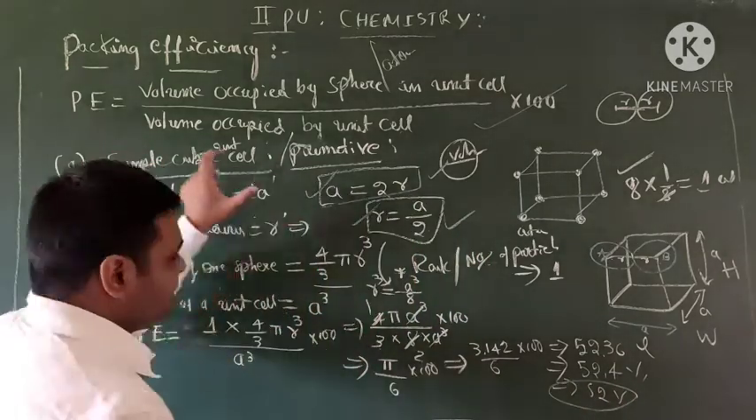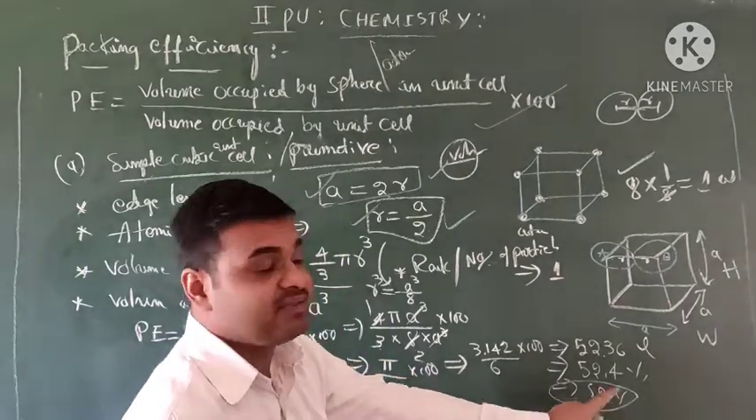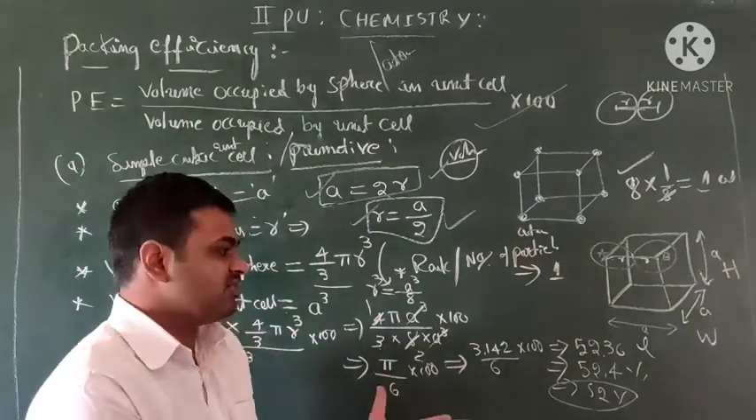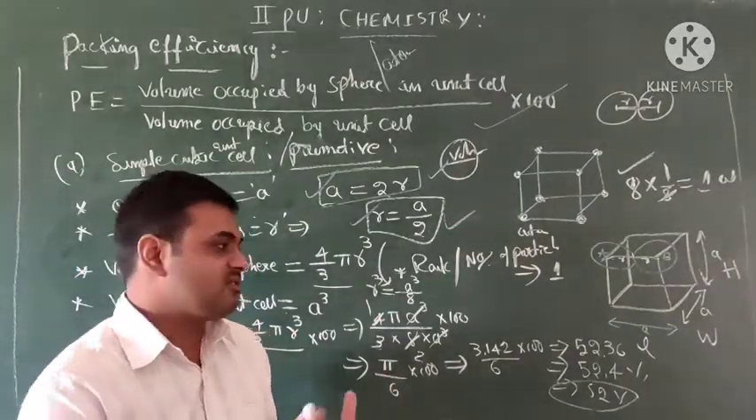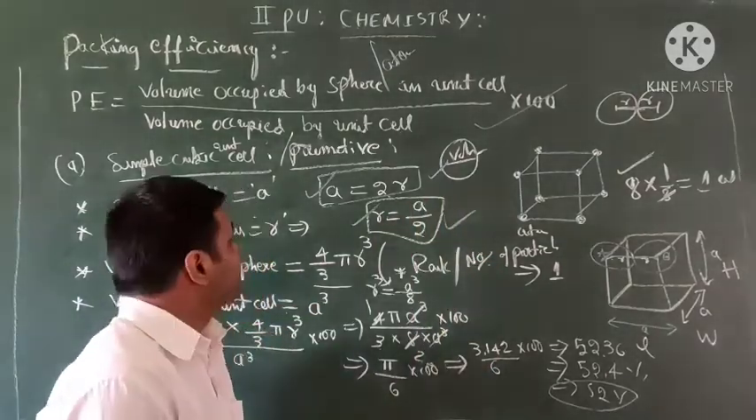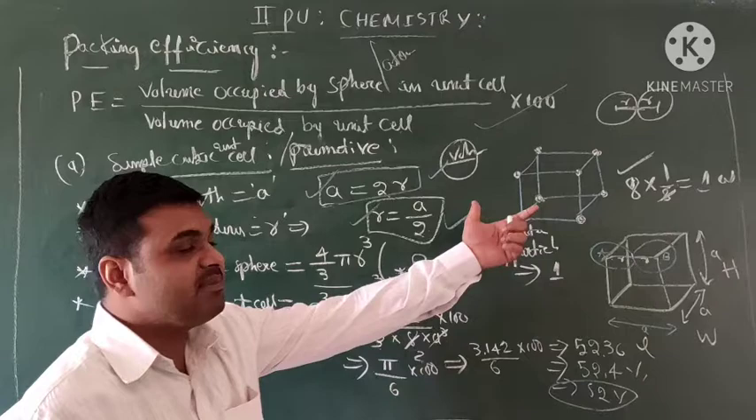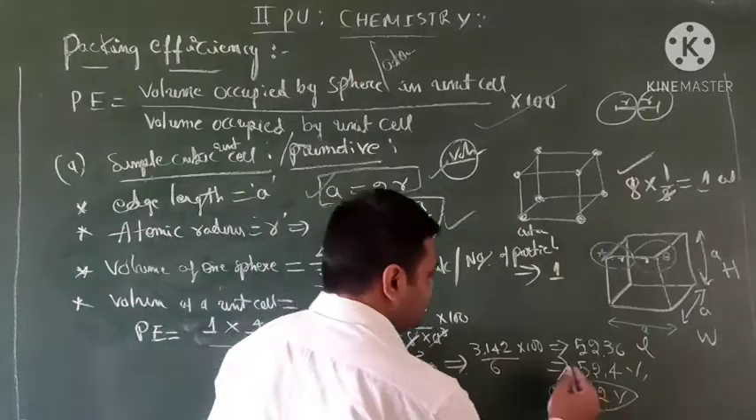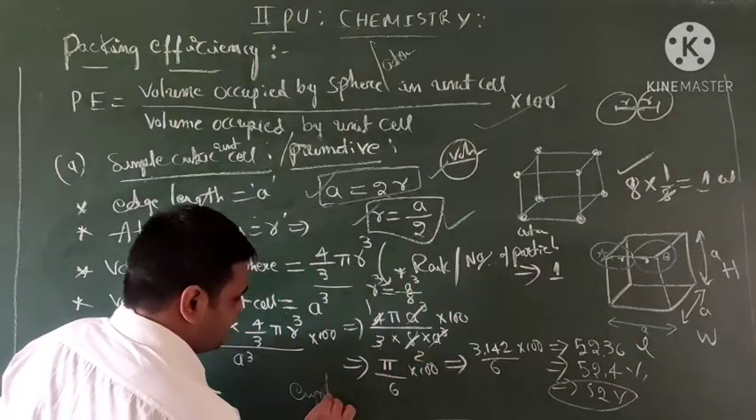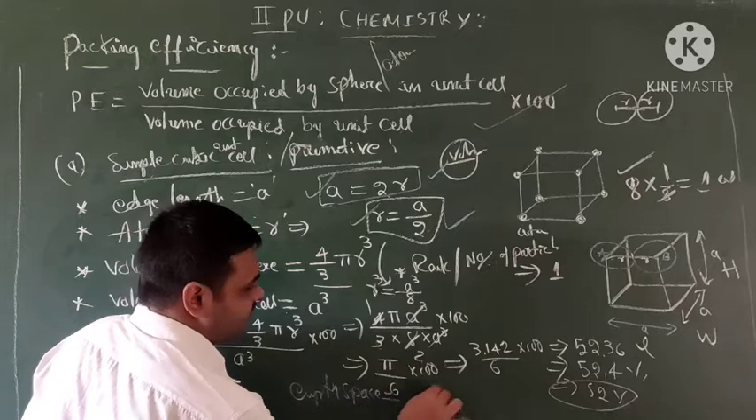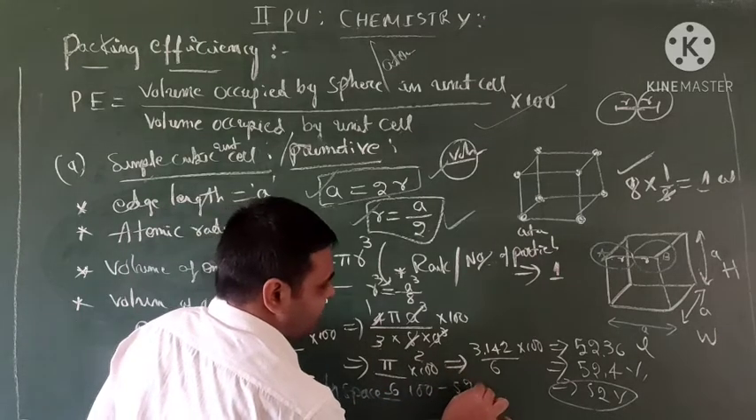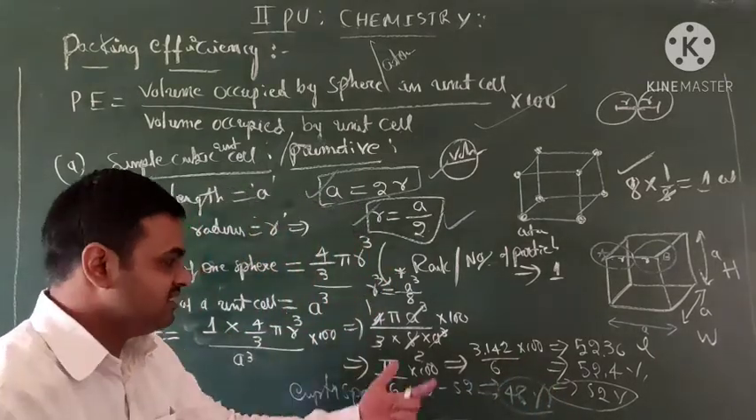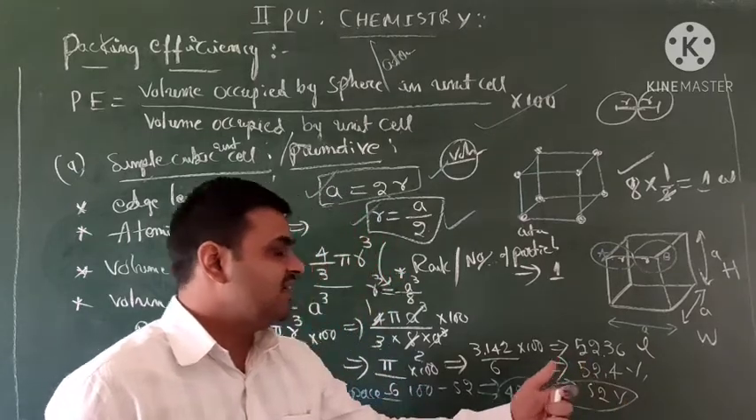In a simple cubic cell, how much is the packing efficiency? 52% packing efficiency is present in a simple cubic cell. That much of the spheres or molecules are inserted in the simple cubic unit cell. What is the remaining term? Empty space. How do we calculate the empty space? 100 minus 52%, that makes 48%. Empty space is 48%.